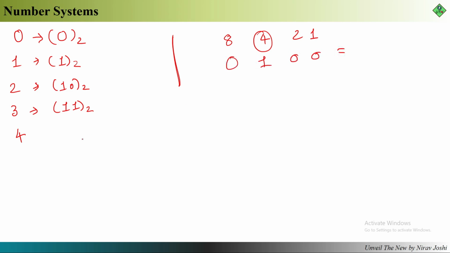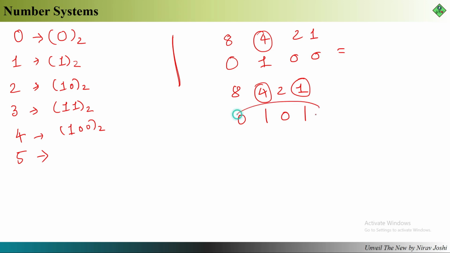This is the binary of what? 4. Yes, exactly. Very good. You are learning with me. Okay, now let's quickly do the binary of 5. What do we want? 8, 4, 2, 1. What do we want? We want 5. So we will keep 4 plus 1. 4 plus 1 becomes 5. So 1 and 1, and 0 and 0 for 8 and 2. So this becomes the binary of 5. So that is nothing but what? 1, 0, 1. Exactly. Very good.